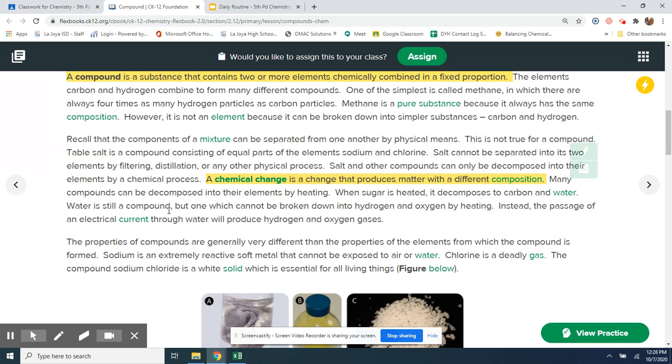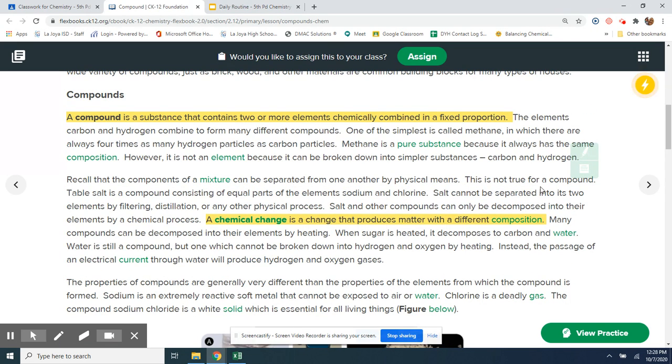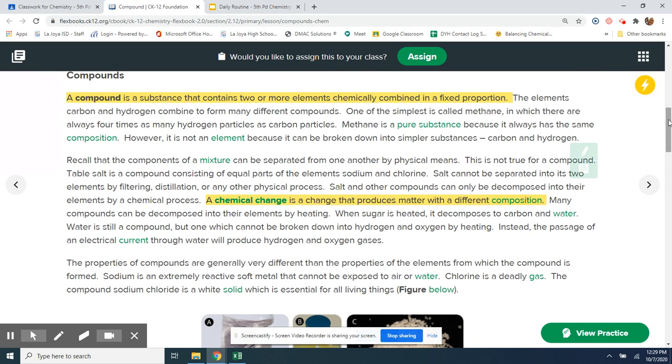If you remember the components of a mixture, if I have a mixture like oil and water, I can separate those by physical means. There's a way, whether it's by filtration, distillation, chromatography, or evaporation, I can separate those two substances. Why? Because they're not chemically bonded. When it comes to compounds, you cannot do it unless you put it through a chemical reaction.